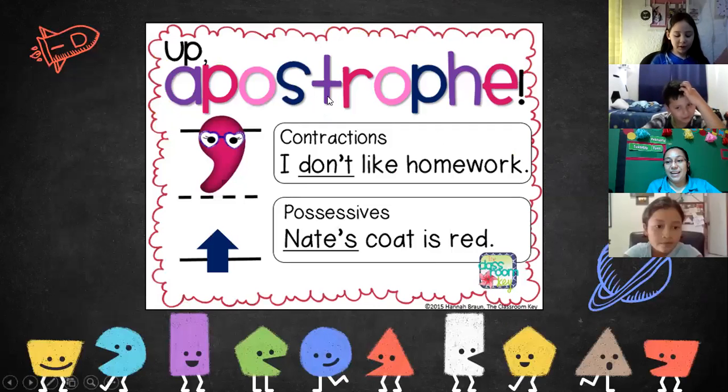Okay. Apostrophe. What is an apostrophe? Okay, we use an apostrophe in contractions and also in possessives. For example, contractions. Remember, we study this one. I don't like homework. Okay, don't. This one is a contraction. Yes, we use an apostrophe when we write contractions. And also in possessives. Nate's coat is red.